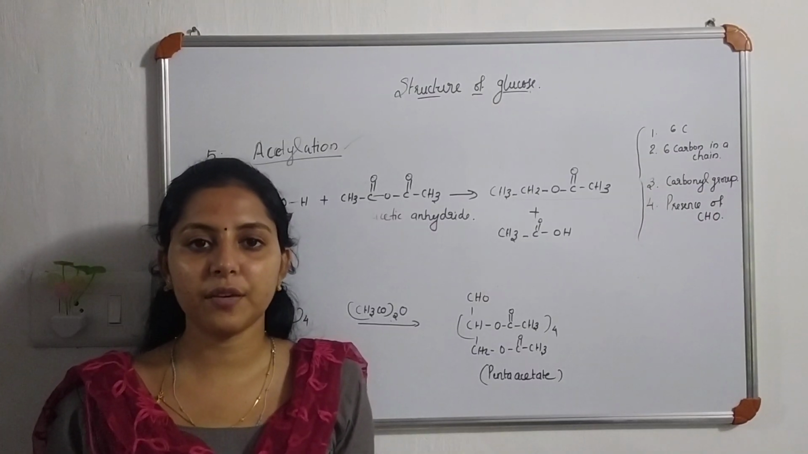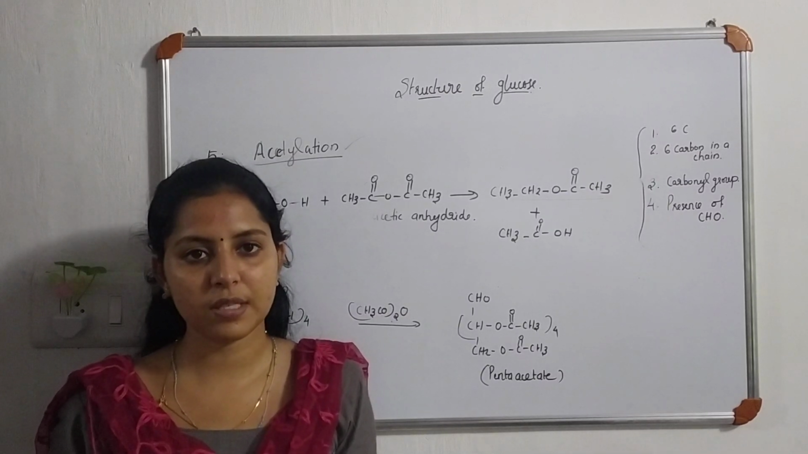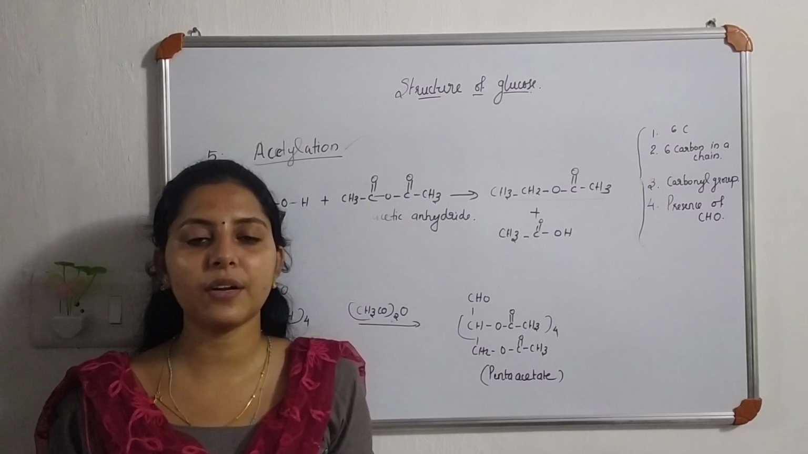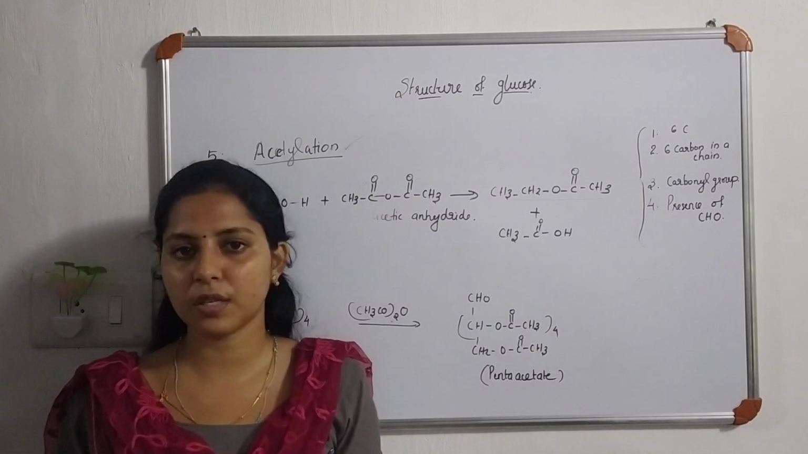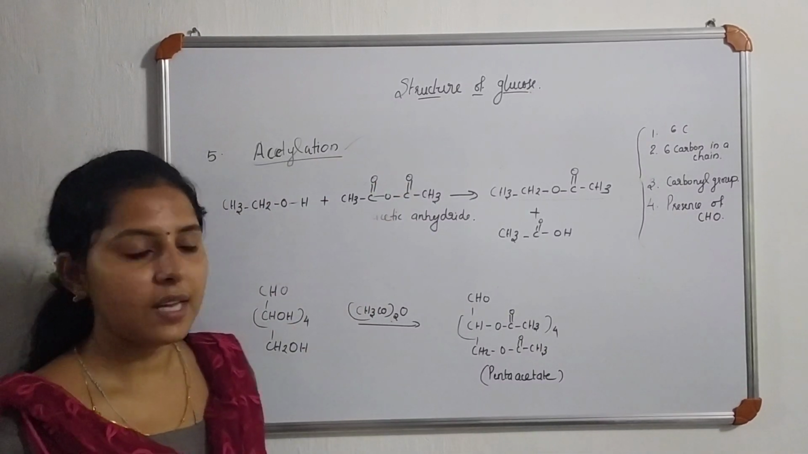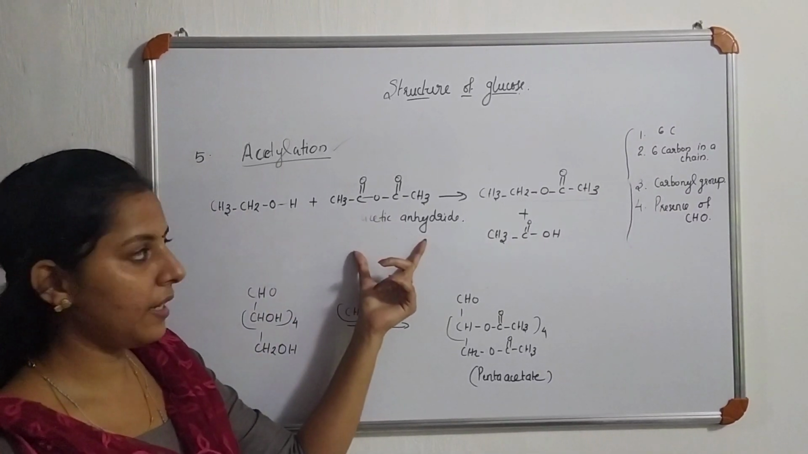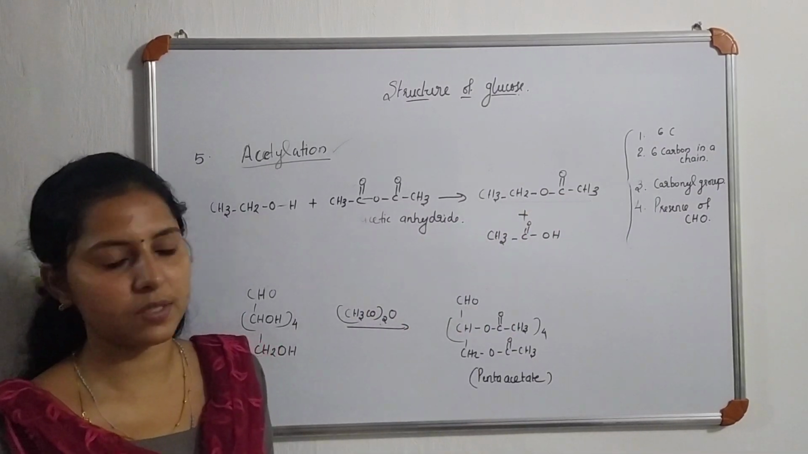Next, we have to identify the number of hydroxyl groups, or alcohol groups, present in glucose. We know that glucose is a carbohydrate, so it is a polyhydroxyaldehyde, and we have to identify the actual number of hydroxyl groups present in glucose. For that, we are using the acetylation reaction. Acetylation means an alcohol is treated with acetic anhydride, and we get an acetate compound and a carboxylic acid.